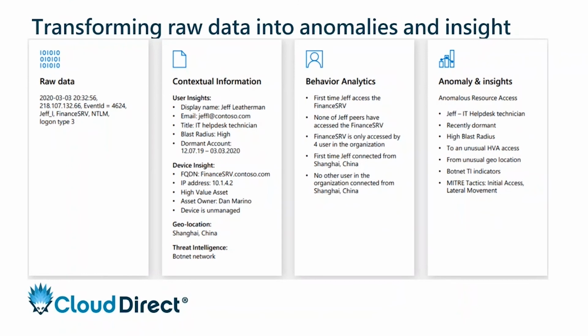So that will give you a sort of example of the type of data that comes in and how it's expanded out by Sentinel to make some sense of it. And then you can see the anomaly and insights on the far right. It's got the user role, the fact that the account's been dormant recently. He's got a high blast radius. He's got access to lots of systems. It's an unusual location. So all of that information's been expanded out into essentially an incident that does look like suspicious activity.